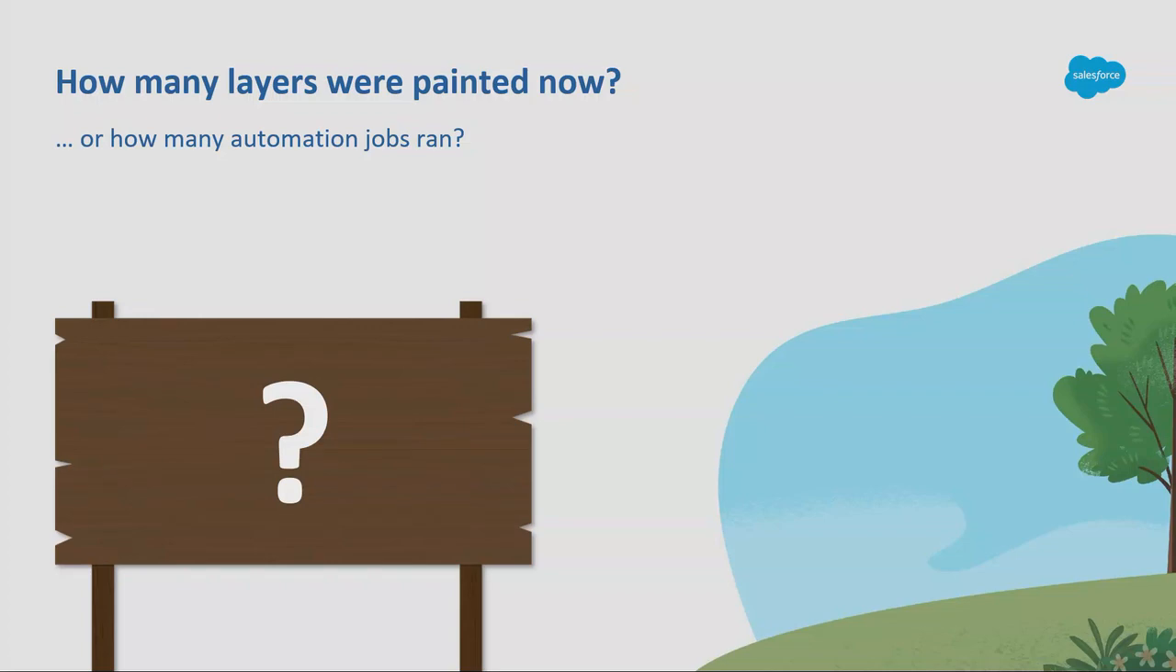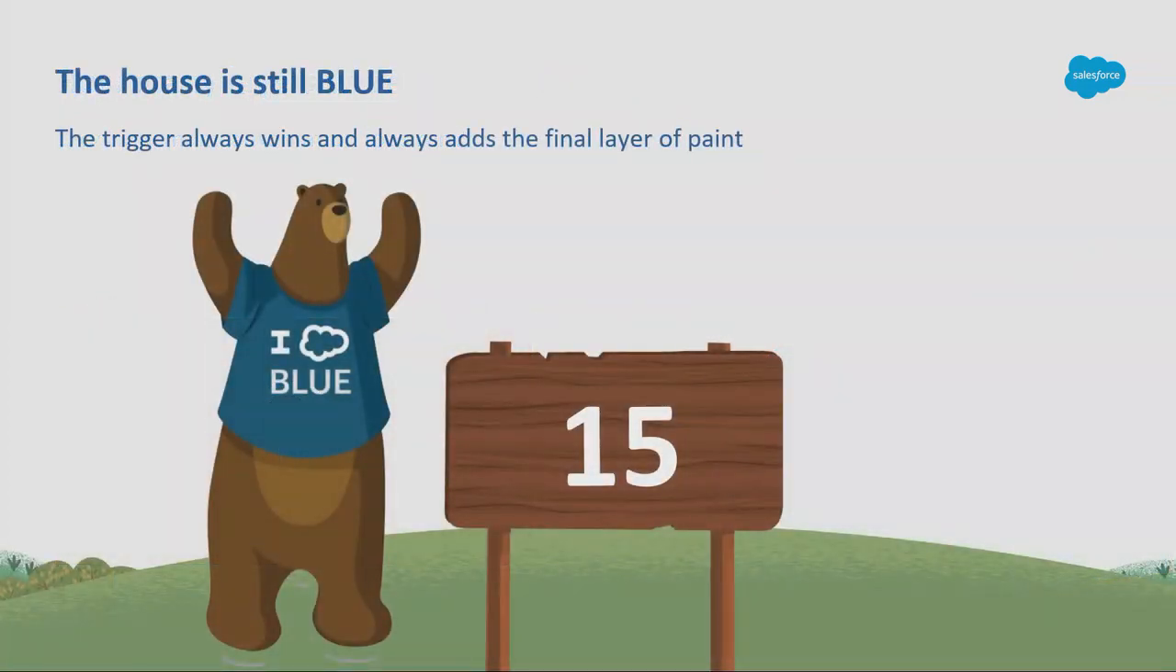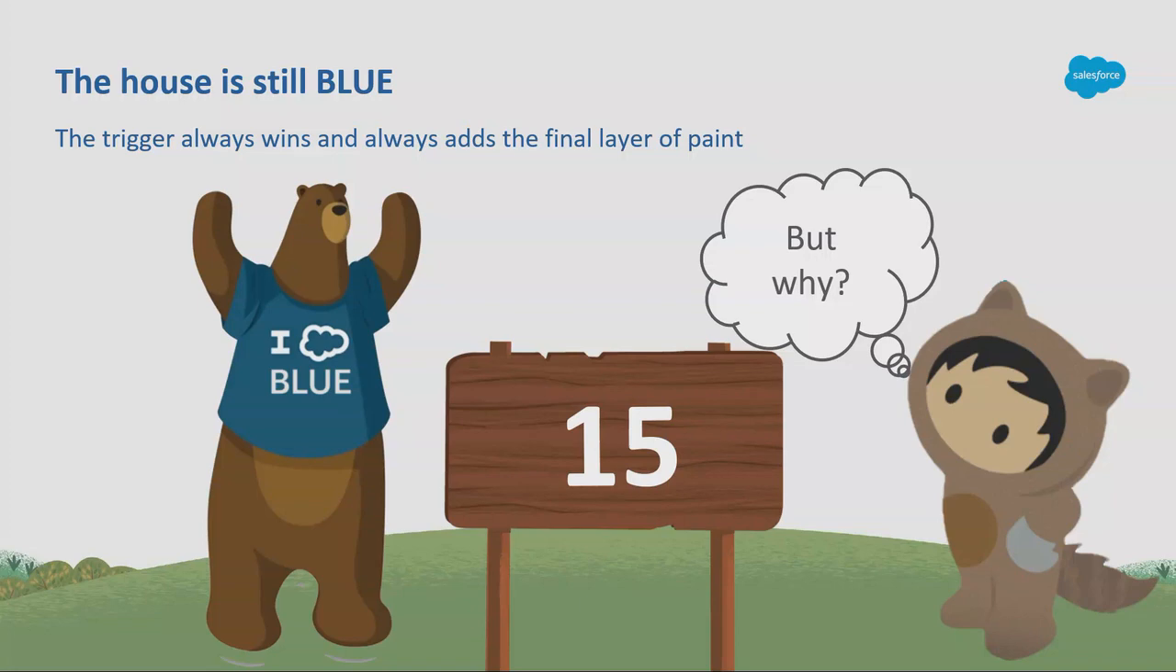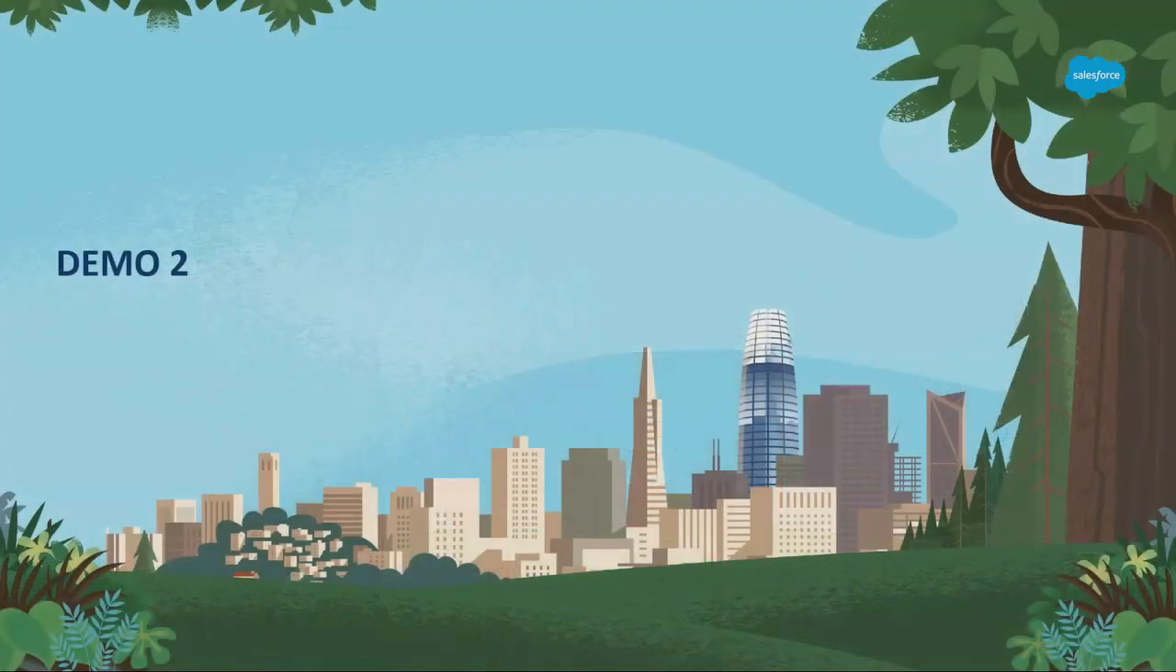It's not 5. And I solved the riddle immediately. There will be 15 layers of paint on the house, but the house is still blue, even though I asked Process Builder to really nail it and paint the house black. So that got me thinking, why is it that way, and what did actually happen?